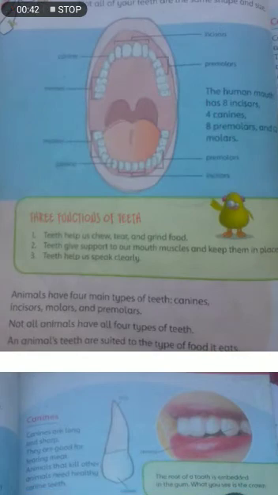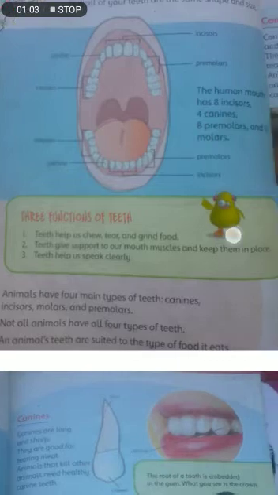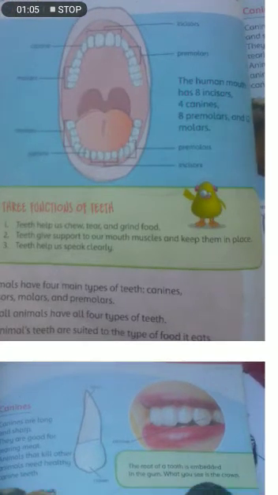Now look at the front 4 teeth in both the lower and upper jaw. These are incisors. And look at the sharp pointed teeth on each jaw. These are canines. Next to each canine are the premolars, and there are 4 premolars in each jaw. Next, the last 3 teeth on both sides of each jaw are molars. The human mouth has 8 incisors, 4 canines, 8 premolars and 12 molars.